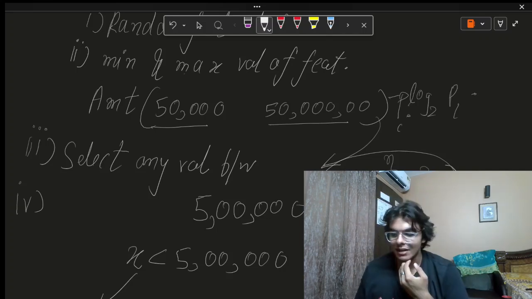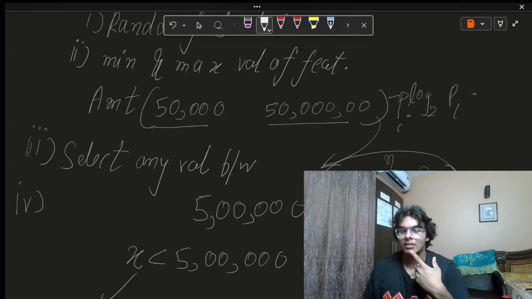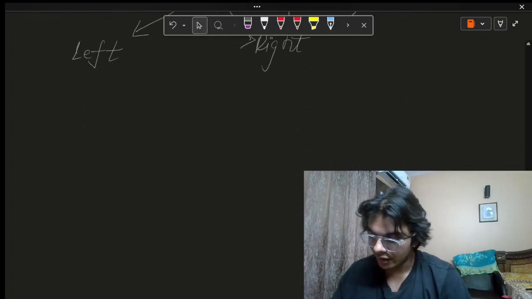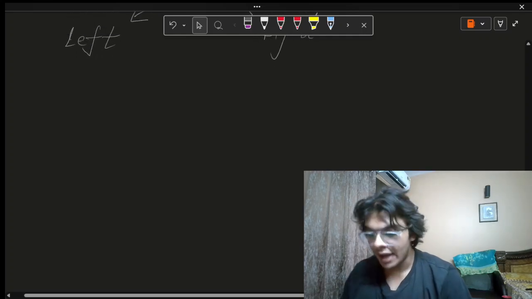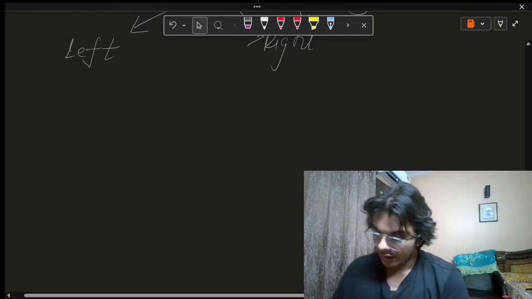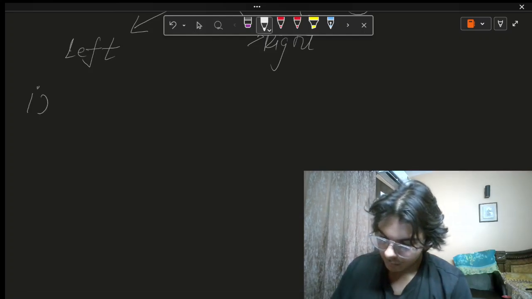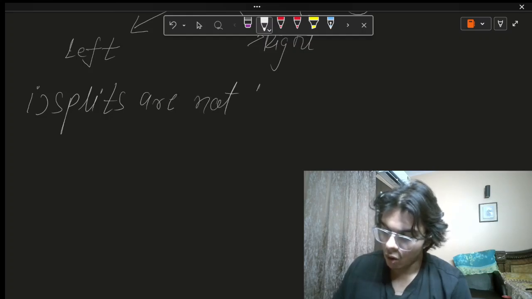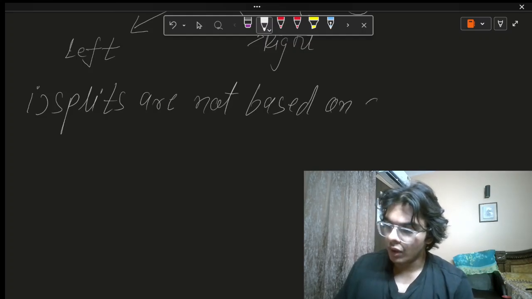It is all random, and that is the advantage of it. I'll discuss in a second why this randomness is very strong, but just memorize this very clearly, because it is what the entire model is based on. If I write it clearly, there are 3 very important points. Splits are not based on calculation. We saw that, there was no calculation involved.